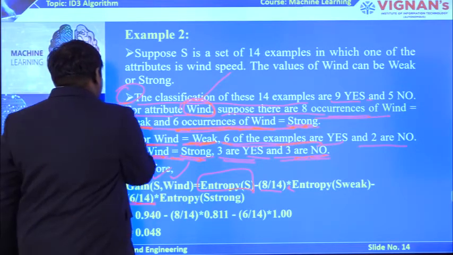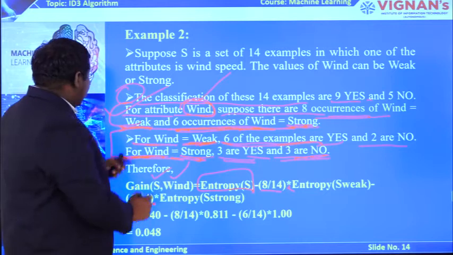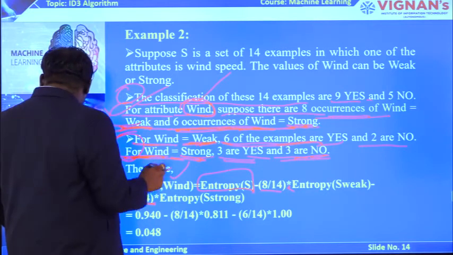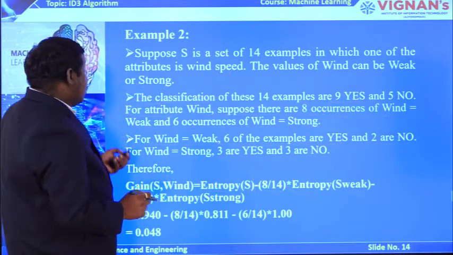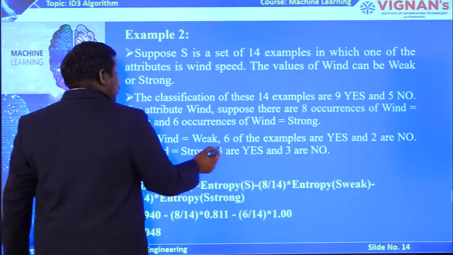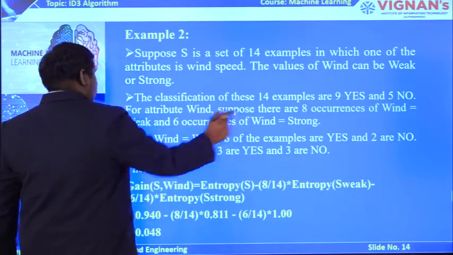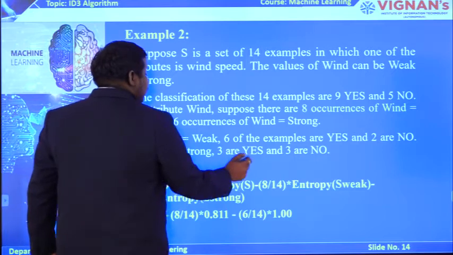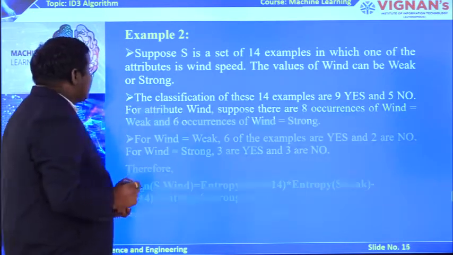Similarly, for this case we have done this. For the second case, we will calculate the same value in the next slide. So, how many are there? For wind weak, 6 of the examples are yes and 2 are no. For wind strong, 3 are yes and 3 are no. Let us see this.